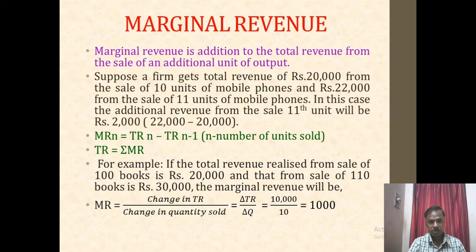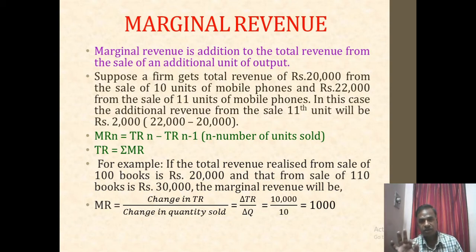Change in TR divided by change in quantity sold. Delta TR divided by delta Q. Right? Change in total revenue is 30,000 minus 20,000, which is 10,000. So what is the change in quantity sold? Earlier 100 books sold, next 110 books sold. The change is 10. So 10,000 divided by 10 is 1,000. Here 1,000 is the marginal revenue.